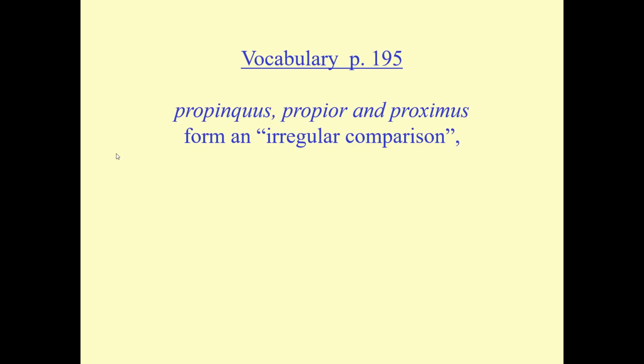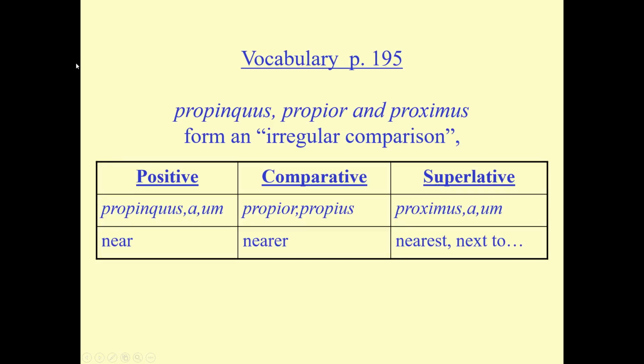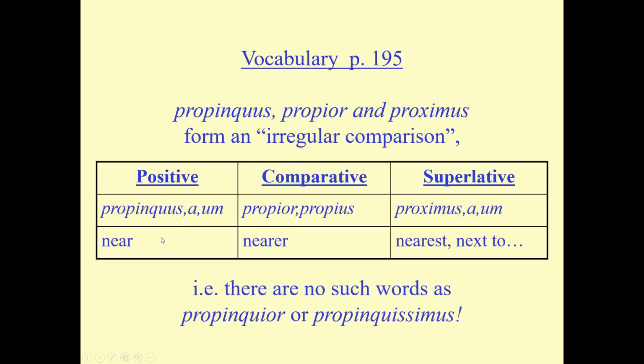Propinquus, propior, and proximus. Those are three separate vocabs we learned yesterday, but basically they form an irregular comparison, right? They're three separate words, but their meanings are taken together. So propinquus means near, propior means nearer, and proximus means nearest, even though they don't exactly look like each other. So you want to put these three words together as you study your vocabulary. In other words, propinquus does not become comparative in the normal way. There is no word propinquior. If you wanted to say nearer, you would use propior or propius. Okay, so that's a little note there.